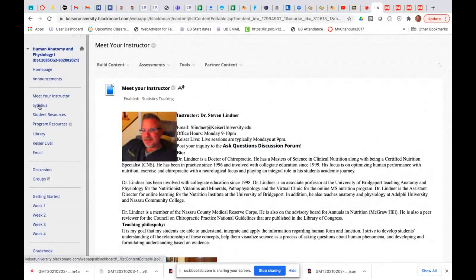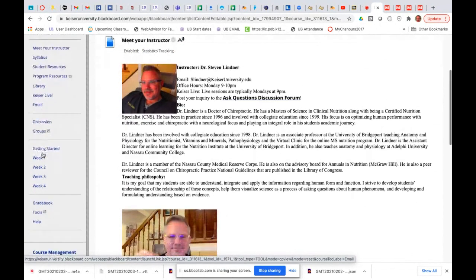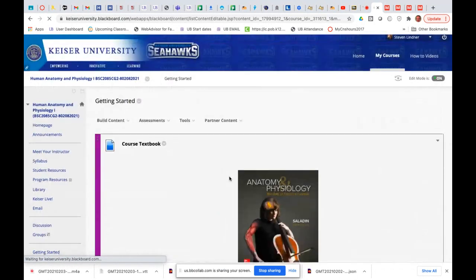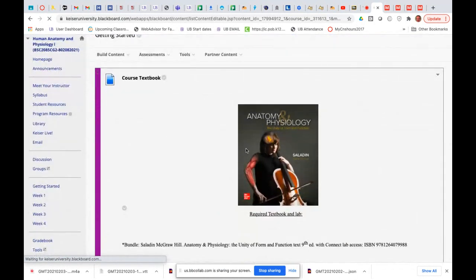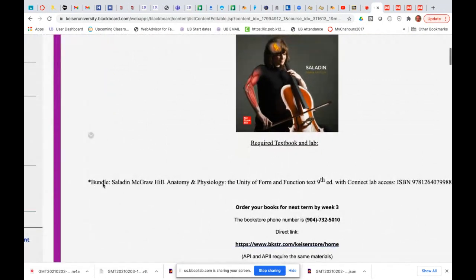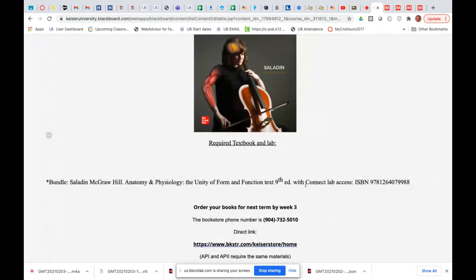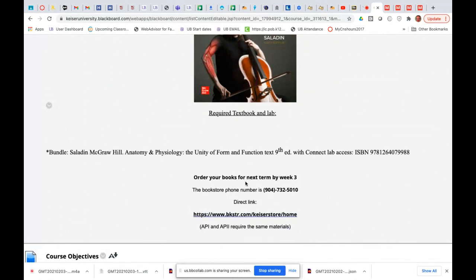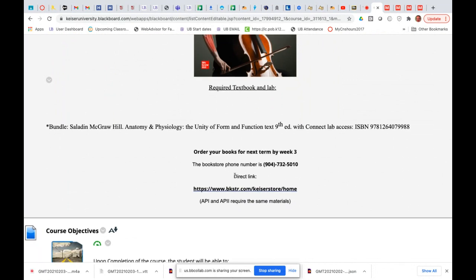Okay, now the syllabus you can go through. Here is getting started. That's where you're going to start. So here is the information about your course textbook. It is a bundle that's by Saladin, McGraw-Hill, Anatomy and Physiology, The Unity of Form and Function, 9th edition. Here's the ISBN. You want to order your books for the next term by week 3, okay? You really want to get this early on.